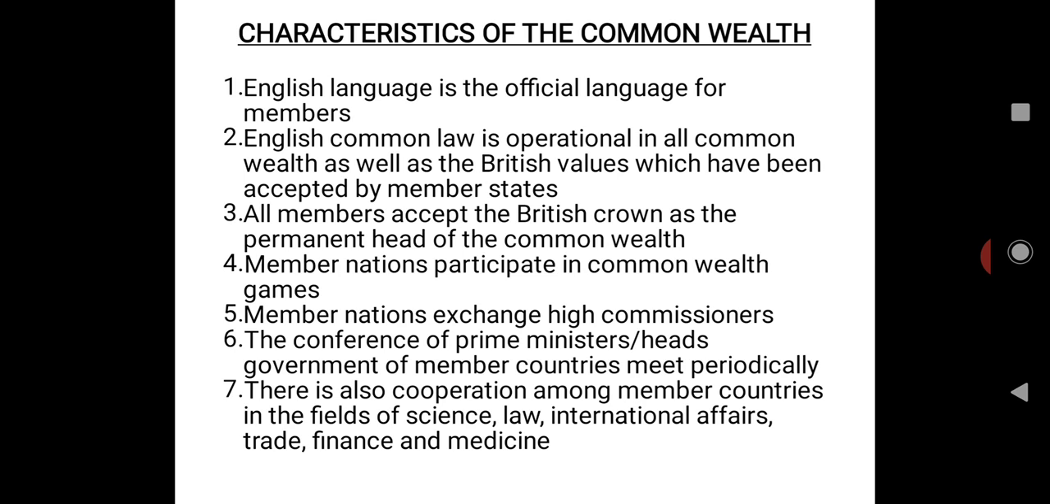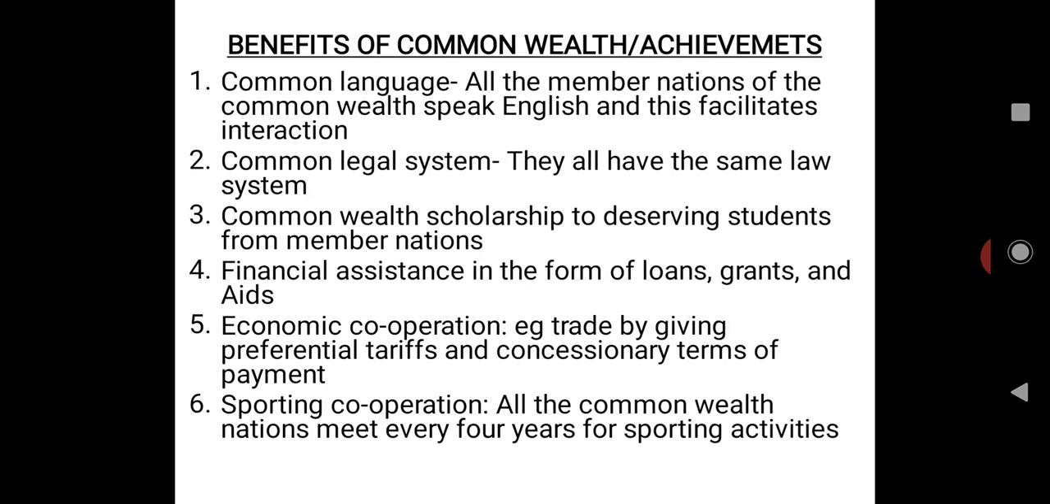There is also cooperation among member countries in the field of science, law, international affairs, trade, finance, and medicine. That means being a member of the Commonwealth of Nations, we will have this opportunity to interact with one another and get these benefits. Let's quickly look at the benefits of the Commonwealth of Nations and its achievements.